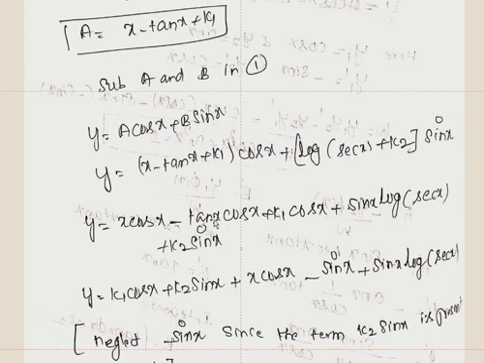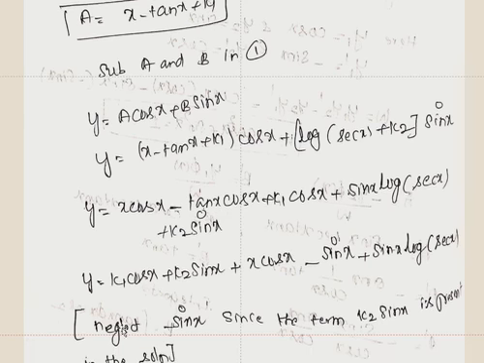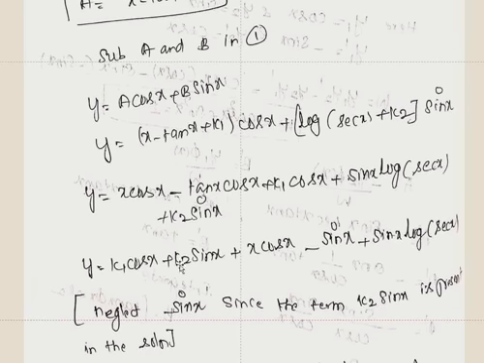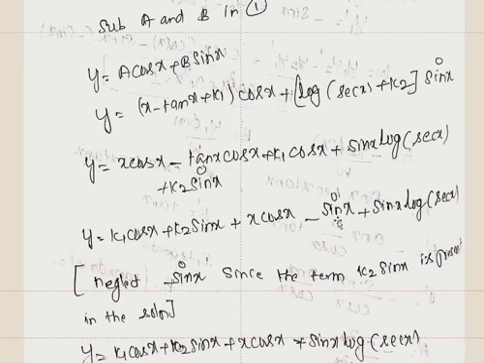Tan x can be written as sin x divided by cos x. Cos x gets cancelled, only minus sin x remains. Then plus sin x into log of secant x. Here we neglect the minus sin x because the term k2 into sin x is already present in the solution. Therefore we neglect this term.